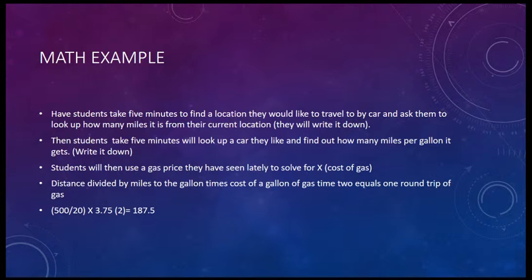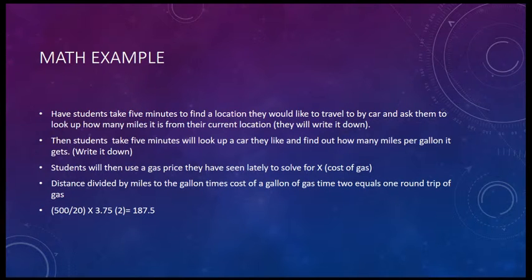Then have students take 5 minutes to look up the car they like and find out how many miles per gallon it gets, and then again they write it down. Students will then use the gas price they've seen lately and solve for X, the cost of gas for a round trip. And this is distance divided by miles per gallon, times cost of a gallon of gas, times 2 equals 1 round trip of gas.